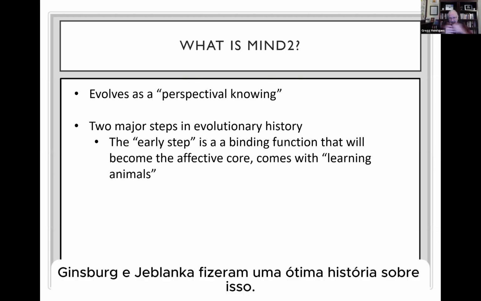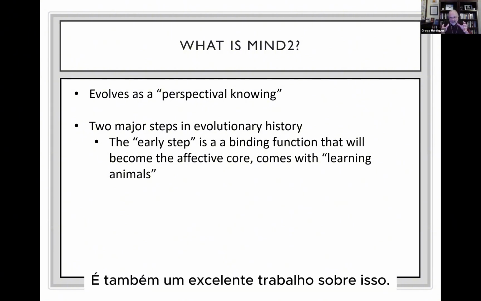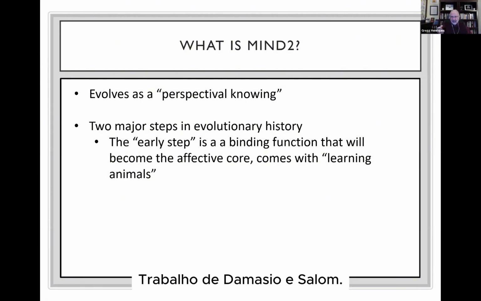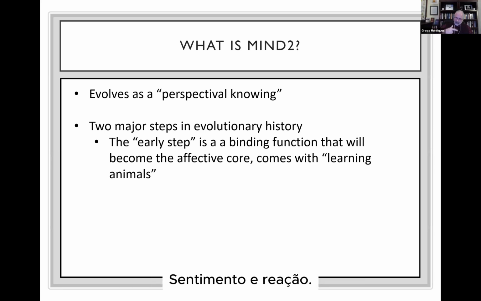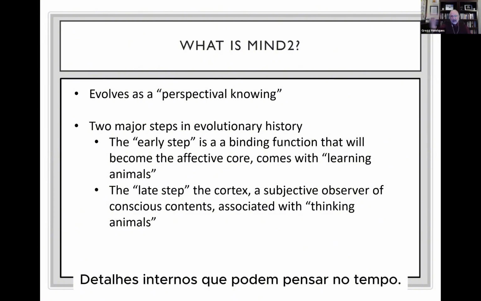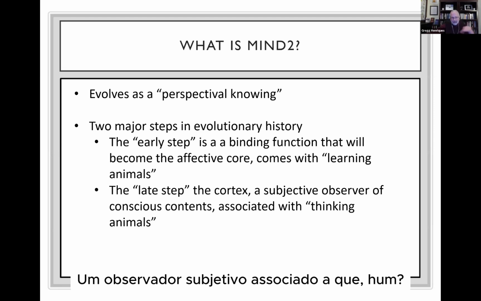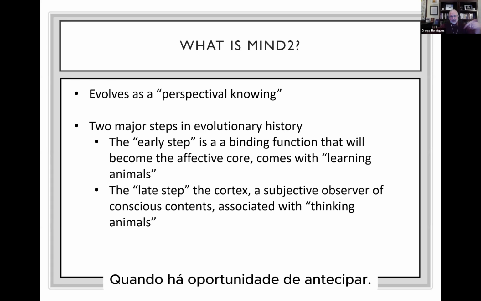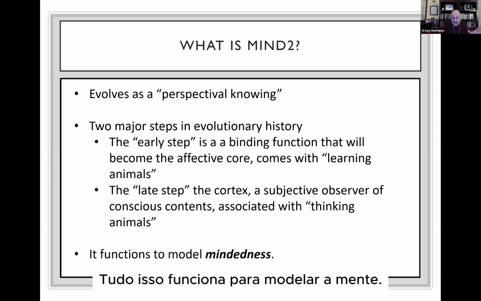Ginsburg and Jablonka did a wonderful story about this, the evolution of the sensitive soul. Ancient Origins of Consciousness is also an excellent work on this. Work done by Damasio and Solms all point to a particular kind of emergent binding structure of perception, feeling, and reaction that gives rise to what we call valence qualia in the affective core. But that's not necessarily a subjective self perceiving interior detail that can think across time. That's where you get the evolution of the cortex, a subjective observer that's associated with what behavioral investment identifies as thinking animals, when there's an opportunity to anticipate over a longer light cone and then necessarily to simulate that and create better information stored via memory. And all of this is functioning to model mindedness.